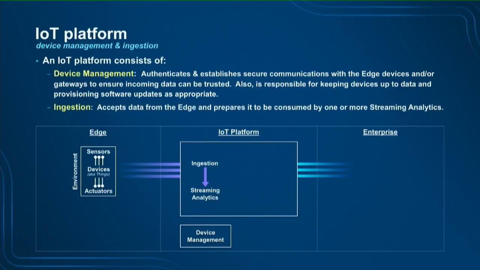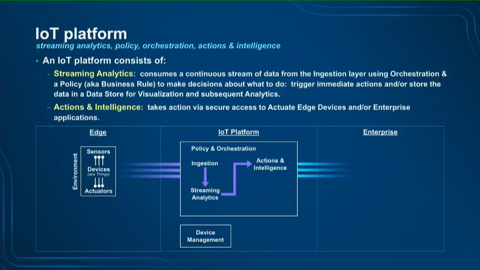The next couple pieces here are ingestion. And so an IoT platform, now that we've talked about the edge communicates the data and disseminates things that are happening in the environment. And the IoT platform is responsible for ingesting that data in some form or fashion. And typically there's streaming analytics that can be attached to that ingestion, 1 or more of those.